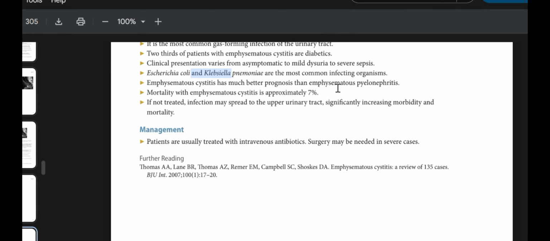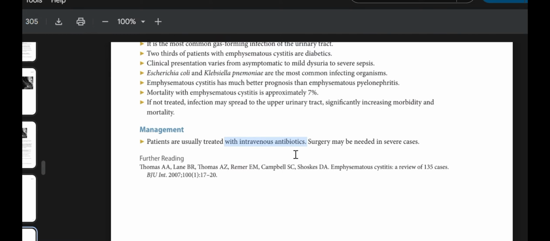Emphysematous cystitis has a much better prognosis than emphysematous pyelonephritis. Okay, if emphysematous cystitis is not treated, infection may spread to the upper urinary tract. So for management, patients are usually treated with intravenous antibiotics, and surgery may be needed in severe cases.